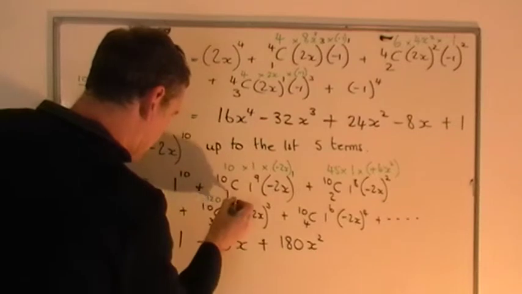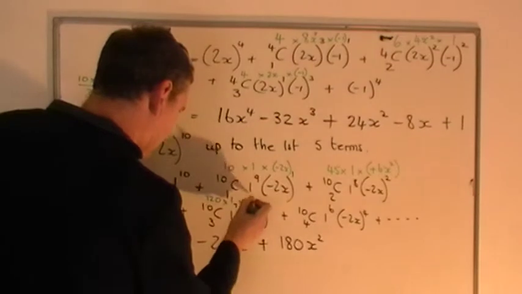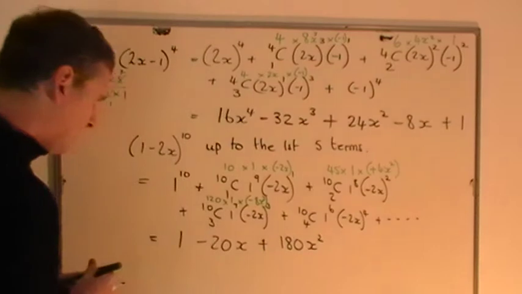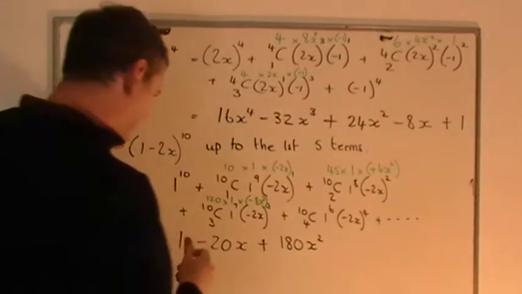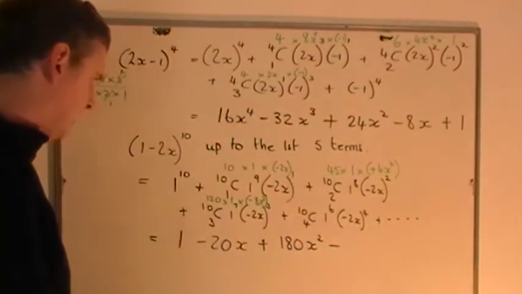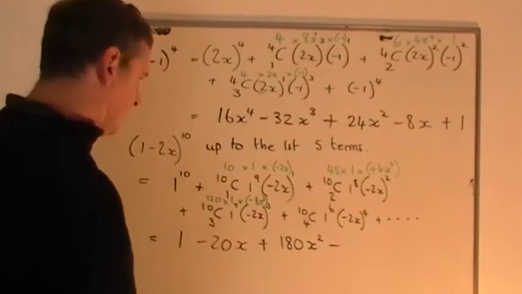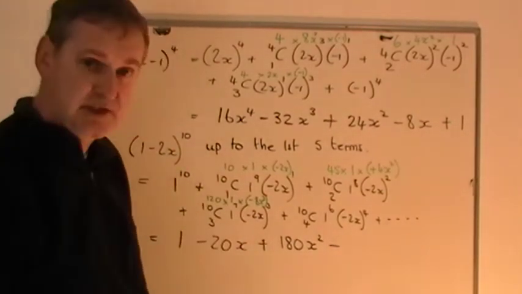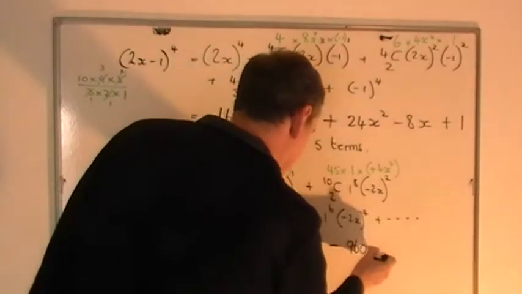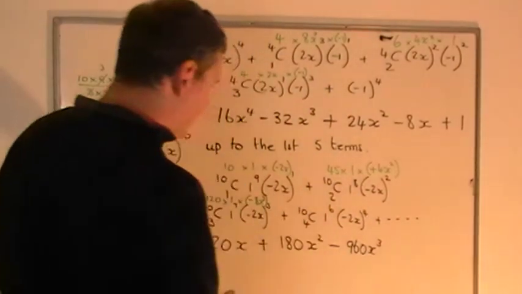Times by 1 to the 7 is just 1. And then multiply by minus 2x all cubed. So we're multiplying by, I put it in a bracket, it's minus 8x cubed. So, what have we got then? Well, we've got a positive, positive, negative. So it's flipped back to minus again. And then 120 times 1 times 8. Well, 100 times 8 is 800, 20 times 8 is 160, so 800 plus 160 is 960 x cubes. That's that one. Now we come on to 10 choose 4.